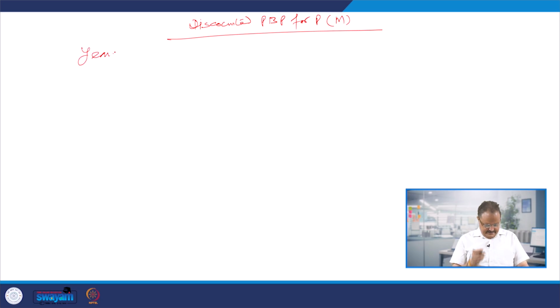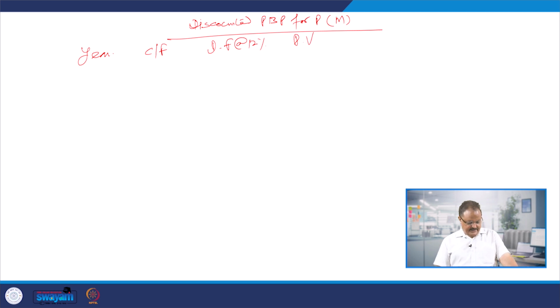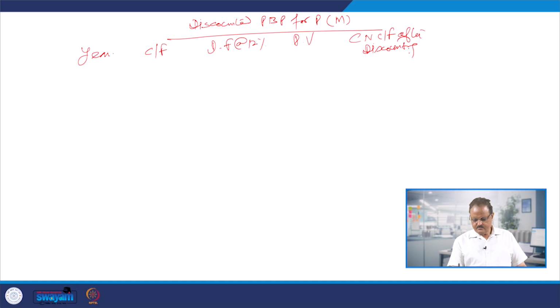In the table, first we write year, then cash flow, and then the discount factor. You are given the discount factor at the rate of 12%. Then we have to calculate the present value, and then the cumulative net cash flow after discounting. We have to calculate the cumulative net cash flow after discounting.